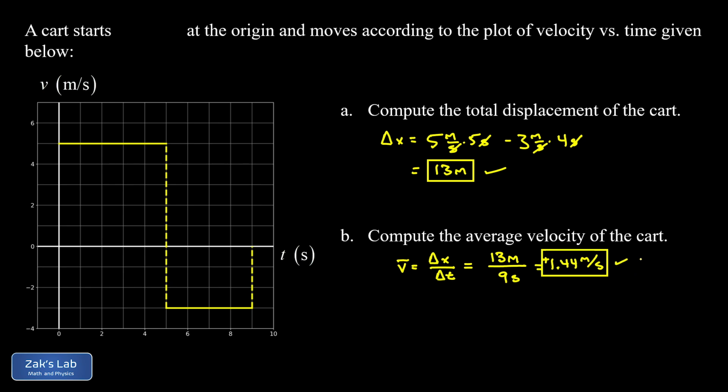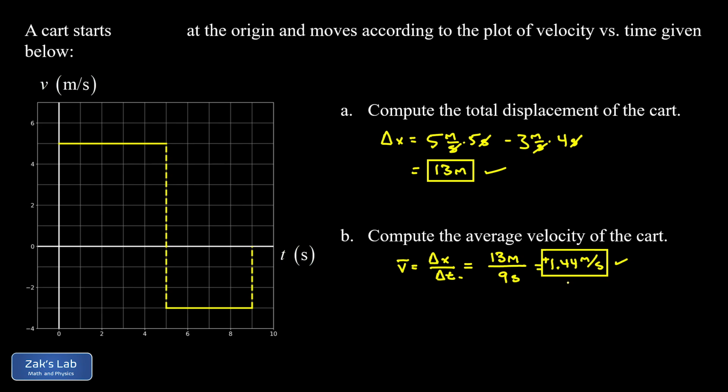Now I do want to point out a really common mistake on part B, which is when students just take the arithmetic mean of all the different velocities they see in the velocity time graph. That is not going to give you the same answer that we got by using the actual definition of average velocity, total displacement divided by total time. So the common mistake here would be to take our velocity of 5 meters per second, our velocity of negative 3 meters per second, add those together and divide by 2. If you do that, you're not going to get the right number.